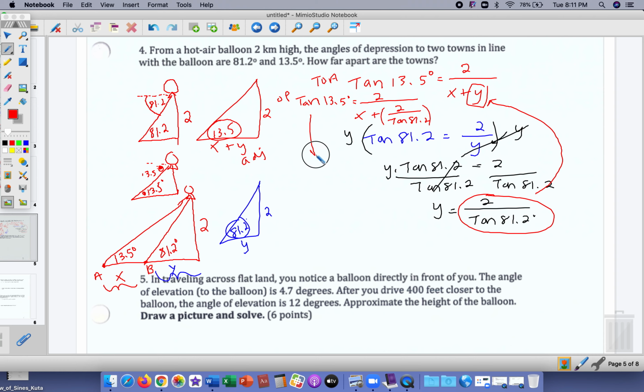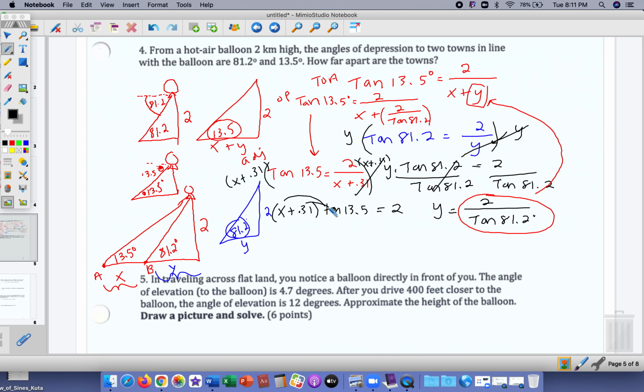And when we simplify, we'll have the tangent of 13.5 is equal to 2 over X plus 0.31, because 2 divided by tan of 81.2 is 0.31. And then from there, we'll multiply both sides by the denominator, the quantity x plus 0.31. So then we'll have x plus 0.31, that quantity, times the tangent of 13.5 is equal to 2.